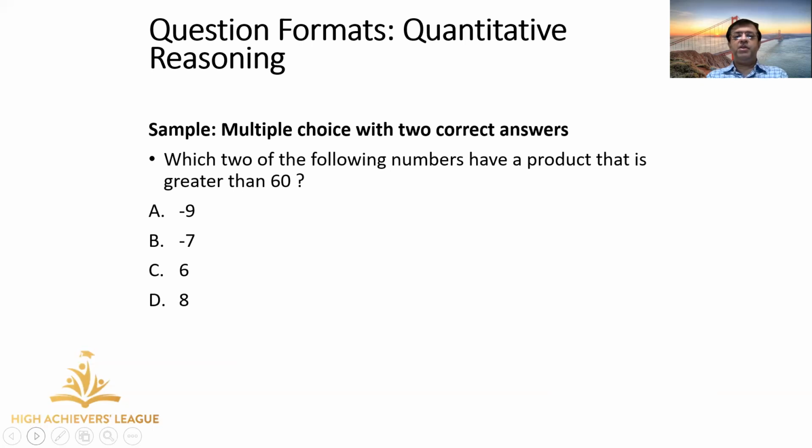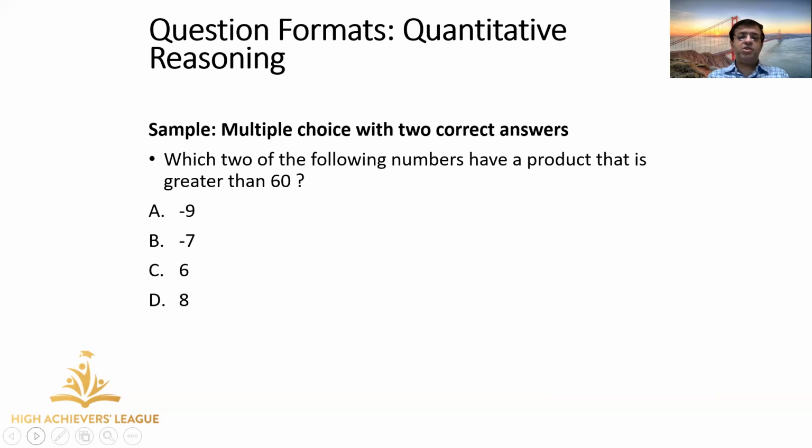All right, another sample in which you have to select two correct answer choices. Here they say, which two of the following numbers have a product that is greater than 60? So we have four options. You will be given scratch papers there in the test center that you can use for your rough work. Always try to use tips and strategies and shortcuts wherever you can. Try to save your time because GRE is a time management test in which you need to manage your time and there will definitely be time pressure on you. So try to save your time.